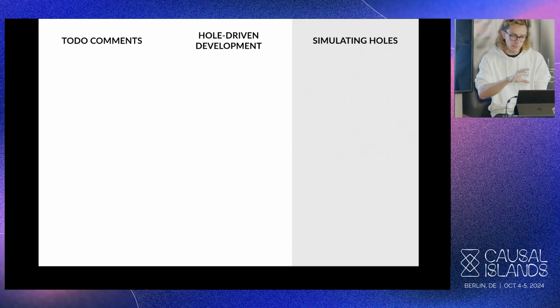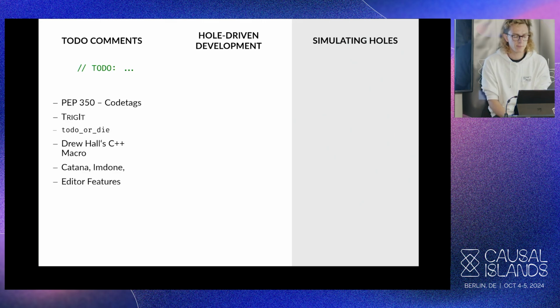So, taking a little peek into this evolution, there are to-do comments like those that most of us probably used today, and there's been a bit of research regarding this. There was this PEP 350 code tags proposal, which tried to standardize a syntax for to-do comments in the Python ecosystem, but they rejected it because it's something that shouldn't be in the standard library. Trigit is an idea to write triggering code inside the code itself, and then it gets executed, and you can actually modify the AST while the program is running. Kind of an interesting idea. I wouldn't trust it too much.